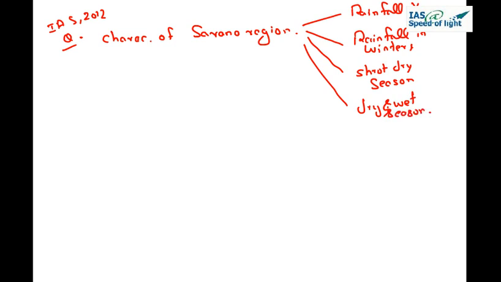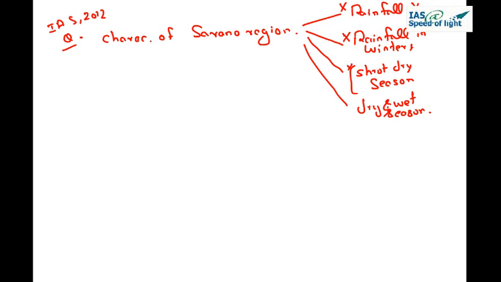Savanna region, we know we studied after the tropical monsoon region, and it is actually the transition between the desert and the tropical monsoon. So it cannot have rainfall throughout the year. Rainfall in winters we have only seen in the case of Mediterranean region. So this is also wrong. Short dry season. So what it is trying to say is it is going to have more rainfall throughout the year. So that is also wrong.